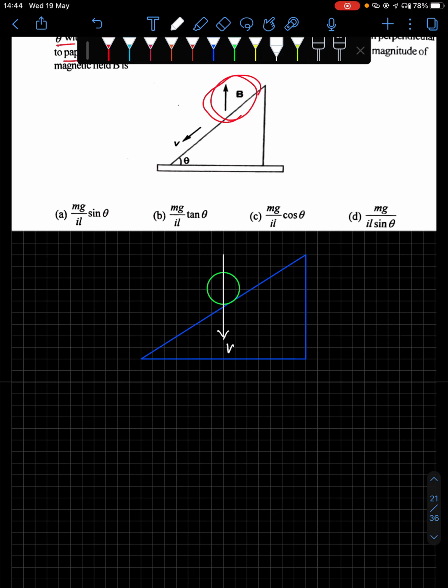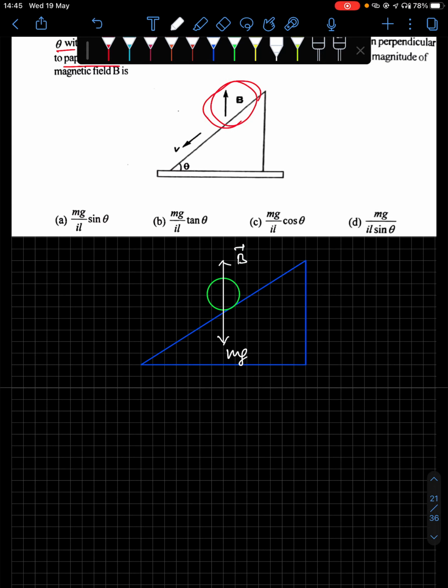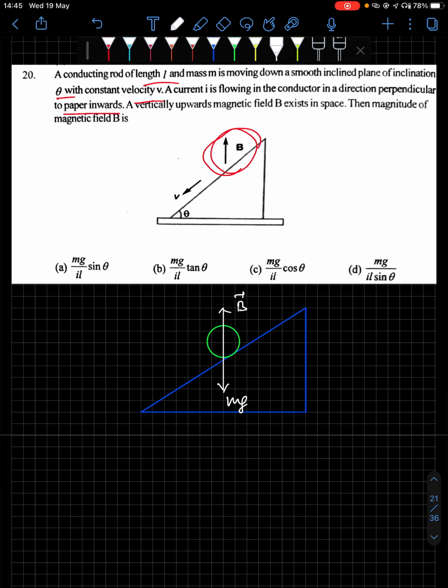Now you see, the mass is m, therefore weight will act this way, vertically downward, right? Magnetic field is given upward, going in the upward direction. Now what is the direction of the current? Current is flowing perpendicularly inward the paper, inward to the plane of the paper. So if that happens, you have to apply your Fleming's left hand rule.